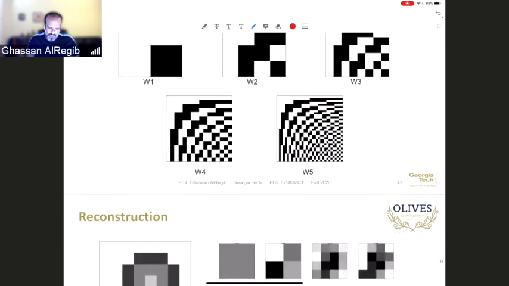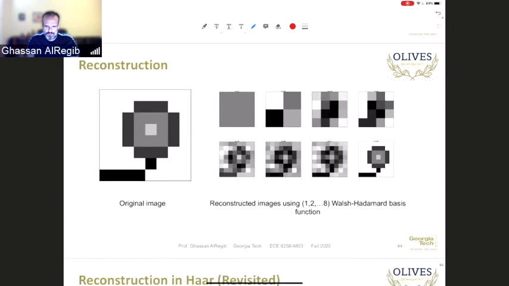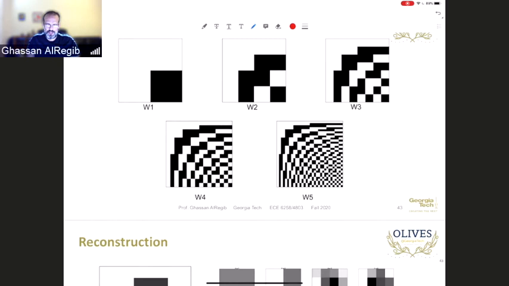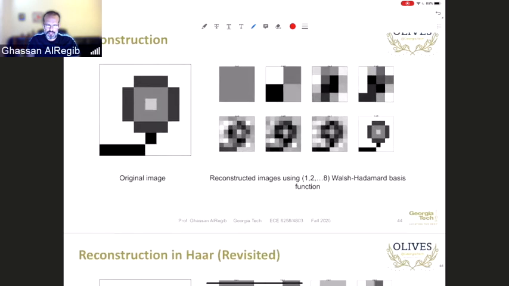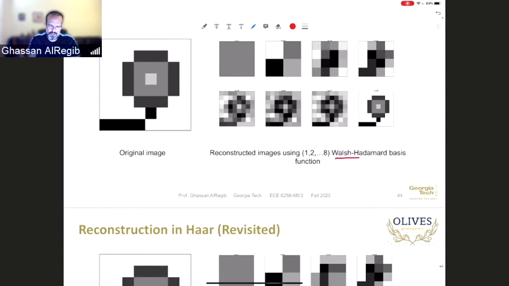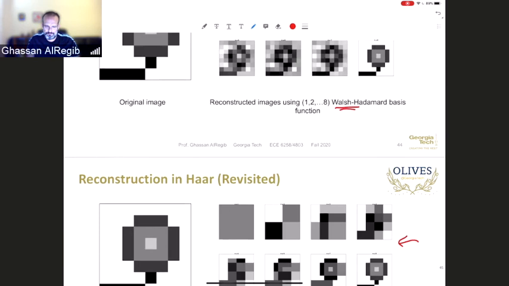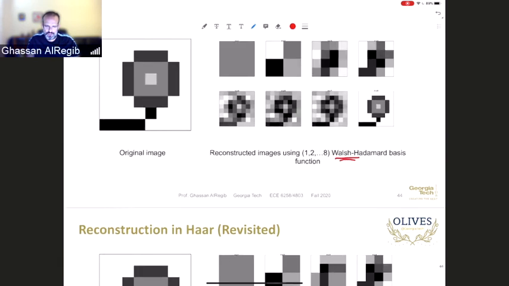And now, this is really the important part of this discussion about the Hadamard and Walsh-Hadamard. Imagine that I have the same image as before, and now this is the Walsh-Hadamard reconstruction. All we are doing in the Walsh-Hadamard is using these basis functions, right? And this is the reconstruction of the Walsh-Hadamard. I just want you to remember, these were the ones from the Haar transform. And the question is, what are the differences between the two reconstructions? Look at this, right? What are the differences?